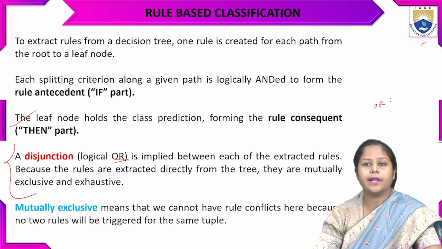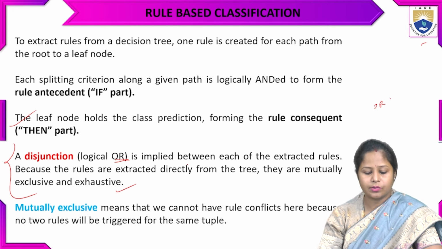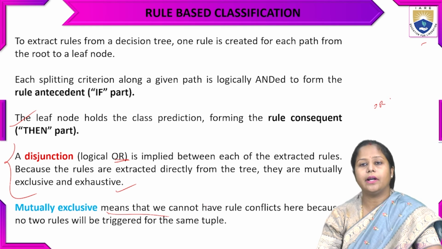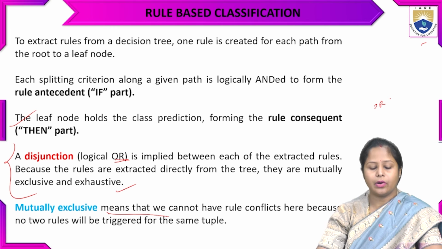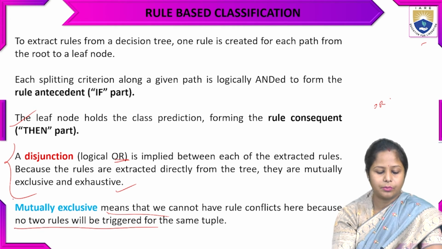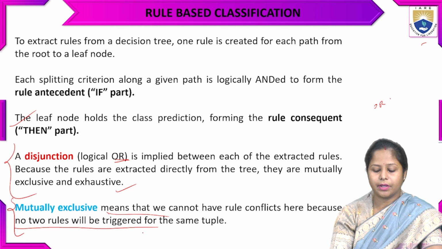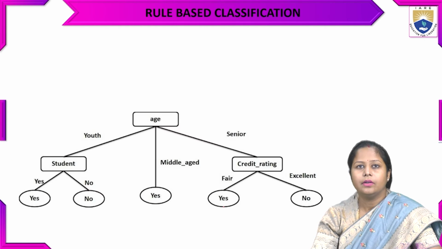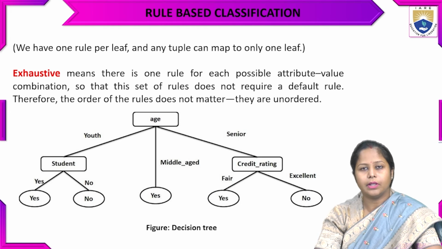Because the rules are extracted directly from the tree, they are mutually exclusive and exhaustive. Mutually exclusive means the rules cannot conflict, because no two rules will be triggered for the same tuple. We have one rule per leaf, and any tuple can map to only one leaf. That is mutually exclusive.